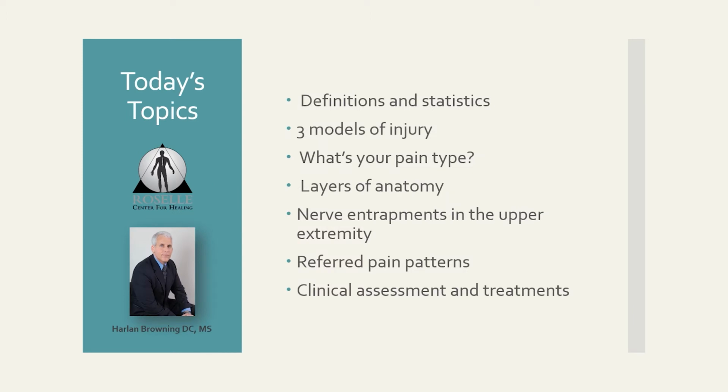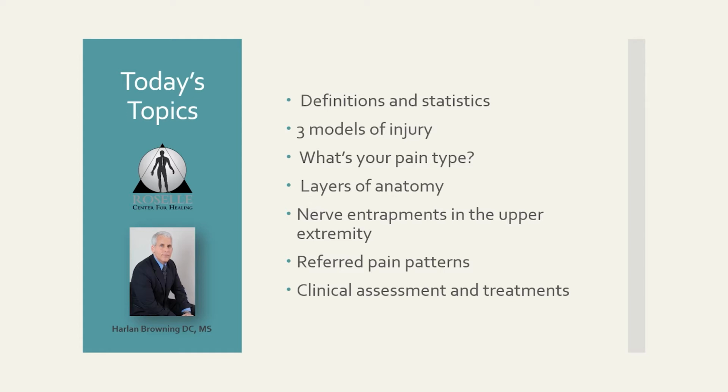So in tonight's presentation, we're going to go through several different components, starting with definitions and statistics of carpal tunnel syndrome and other pain disorders of the hand and forearm. We're going to look at three models of injury. We can apply these models to certainly tonight's topic, but we can also apply them to any type of injury pattern in the body. We're going to look at your pain type. If you understand the type of pain you're experiencing, it's much easier to understand the problem that's causing it.